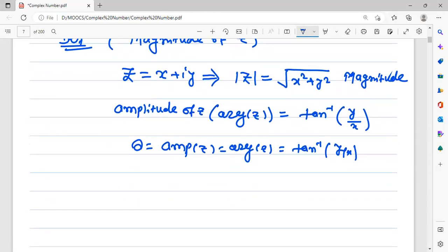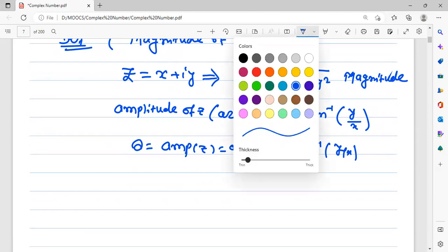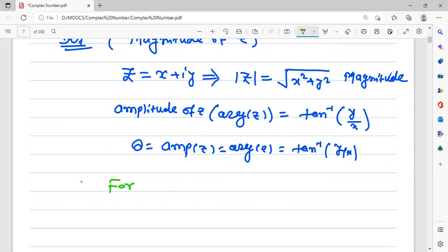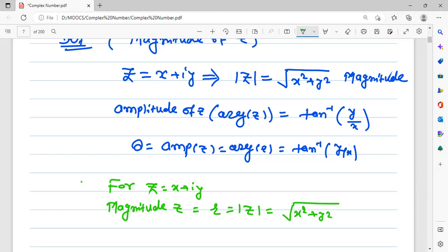I will rewrite here, for any given complex number x plus iy, the magnitude of z is denoted by r, which is mod z and equal to the square root of x squared plus y squared, and the amplitude of z, or argument of z, is denoted by theta, which is tan inverse of y divided by x.